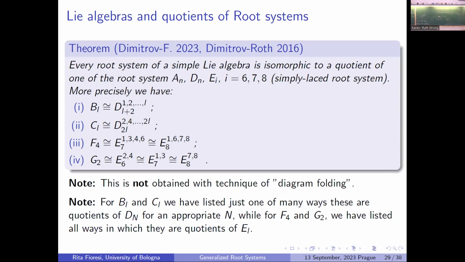Not only this, but we discovered that also Lie algebras are quotients of Lie algebras. It's kind of fun, right? If you look at B, C, F, and G2, these are all quotients of the simply laced. Simply laced are those for which the lengths of the roots are all equal. So this is an interesting result, saying that even in the theory of Lie algebras, you can realize B, C, F, and G as quotients of simply laced.